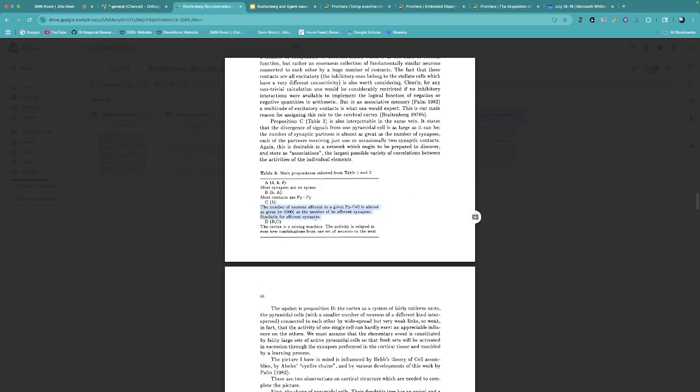Similarly for efferent synapses. So afferent are the ones heading towards a cell, efferent are the ones coming from a cell. And it's just a way, in this case, a neuroanatomical way to describe feed forward and feedback. Then D, which has another set of measures still. The cortex is a mixing machine. The activity is relayed in ever new combinations from one set of neurons to the next.